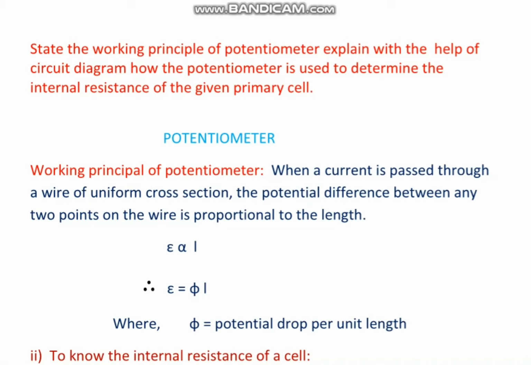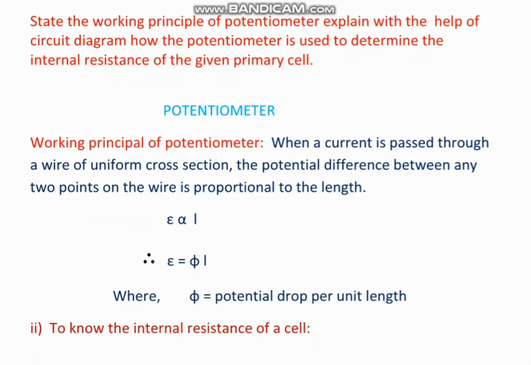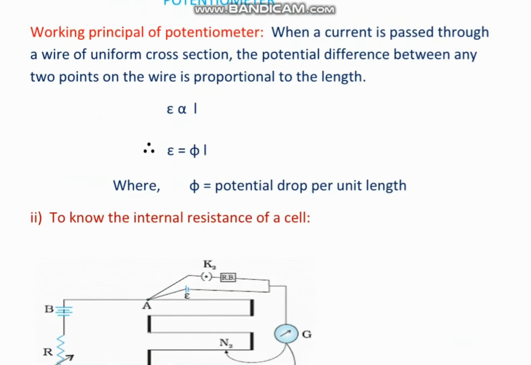When a current is passed through a wire of uniform cross section, the potential difference between any 2 points on the wire is proportional to the length. So we can write epsilon proportional to L. Therefore epsilon is equal to phi L, where phi is the potential drop per unit length. So in this one, simply we can write the potential difference between any 2 points on the wire is proportional to the length of the potentiometer wire. So epsilon proportional to L.